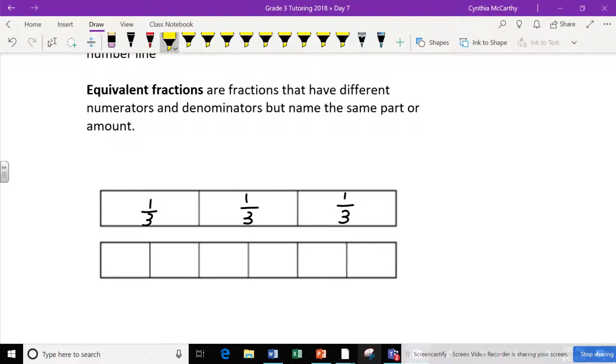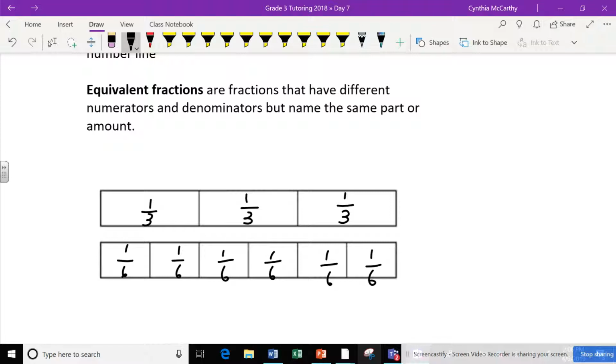If I look at my second fraction bar, I can see that each piece is 1/6. Here's one equal piece, two equal pieces, 3, 4, 5, 6. I know that each piece is 1/6 of the entire fraction bar. I can go ahead and label each piece 1/6.